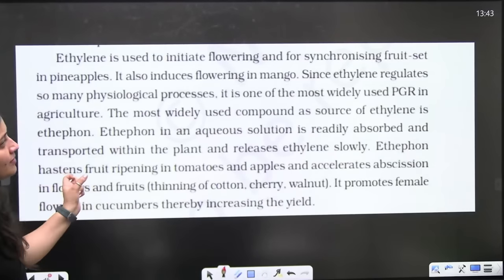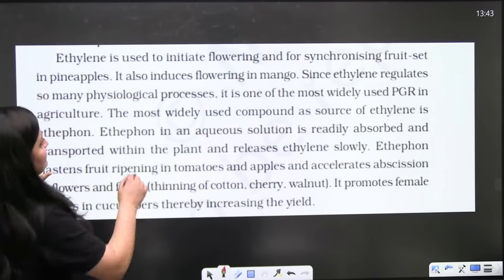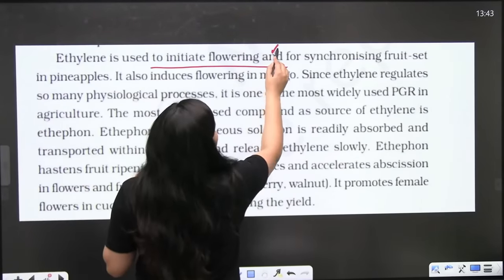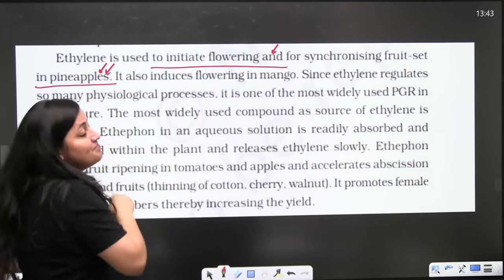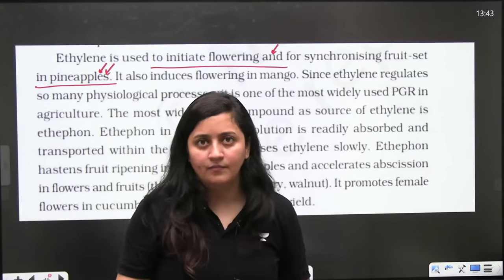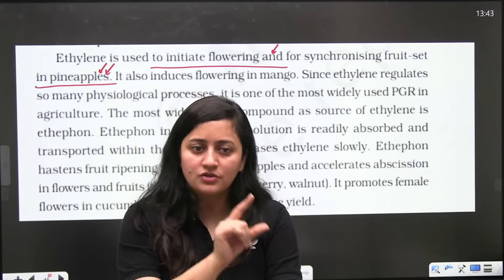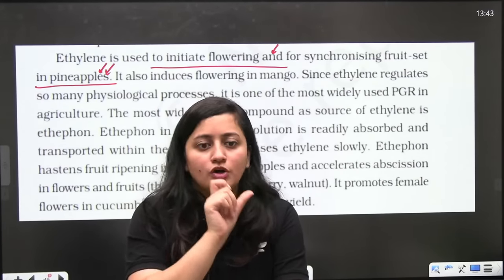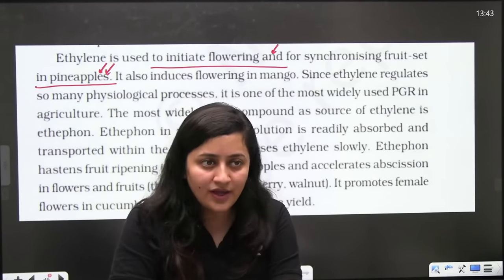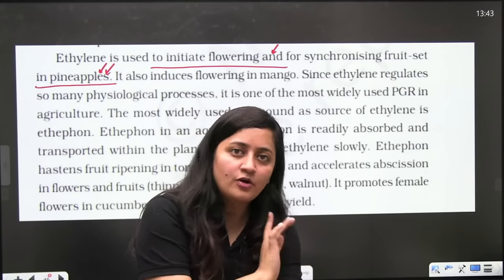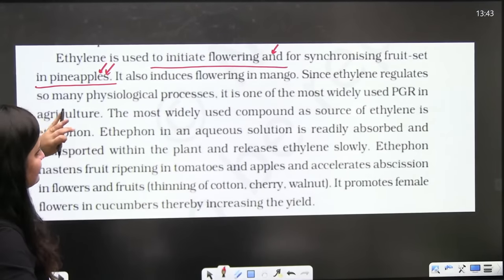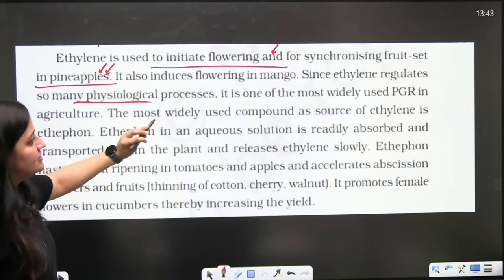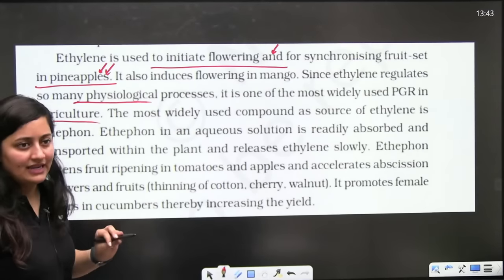One more important part of ethylene: it is used to initiate flowering and for synchronizing fruit set in pineapples. So in pineapples, it is going to promote flowering. We discussed the same in the case of auxin also, so mention it in your short notes. You should make short notes. Flowering in mango is also induced by ethylene. So it is regulating many physiological processes and is very much used in agriculture.